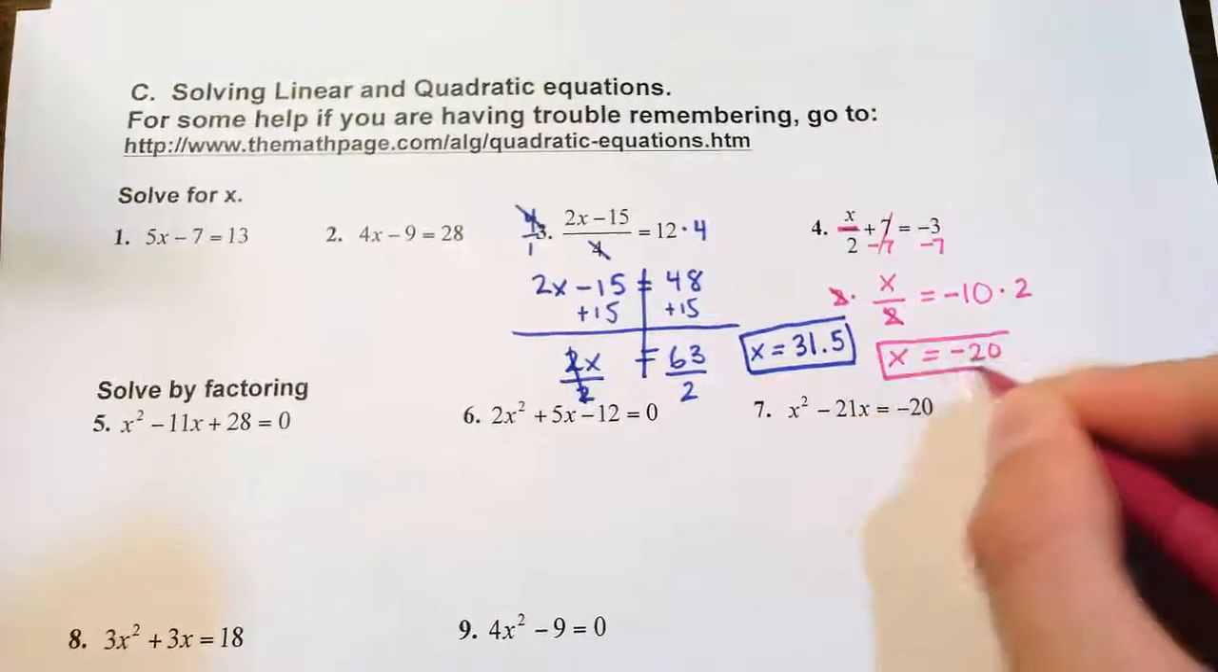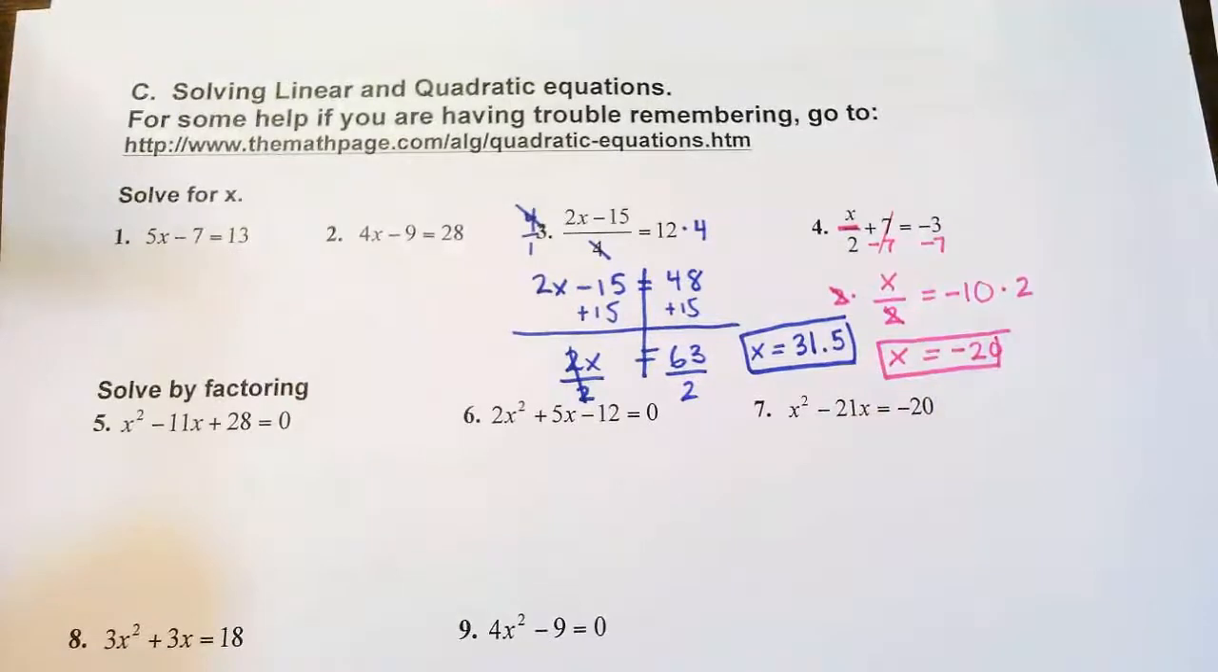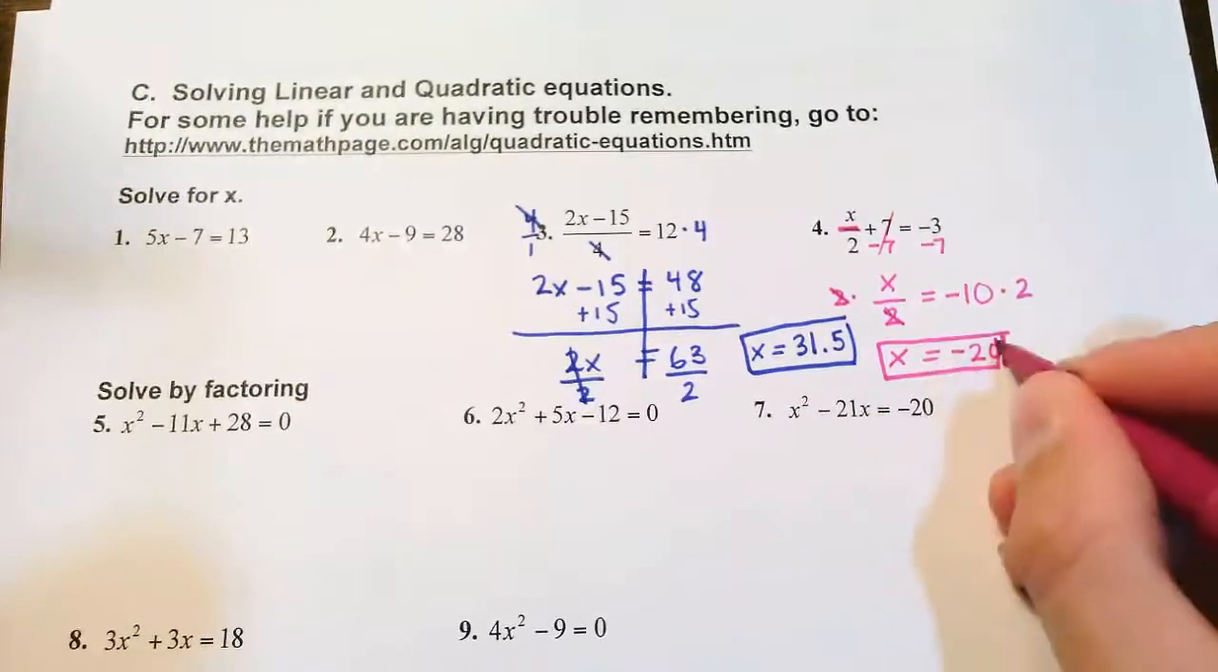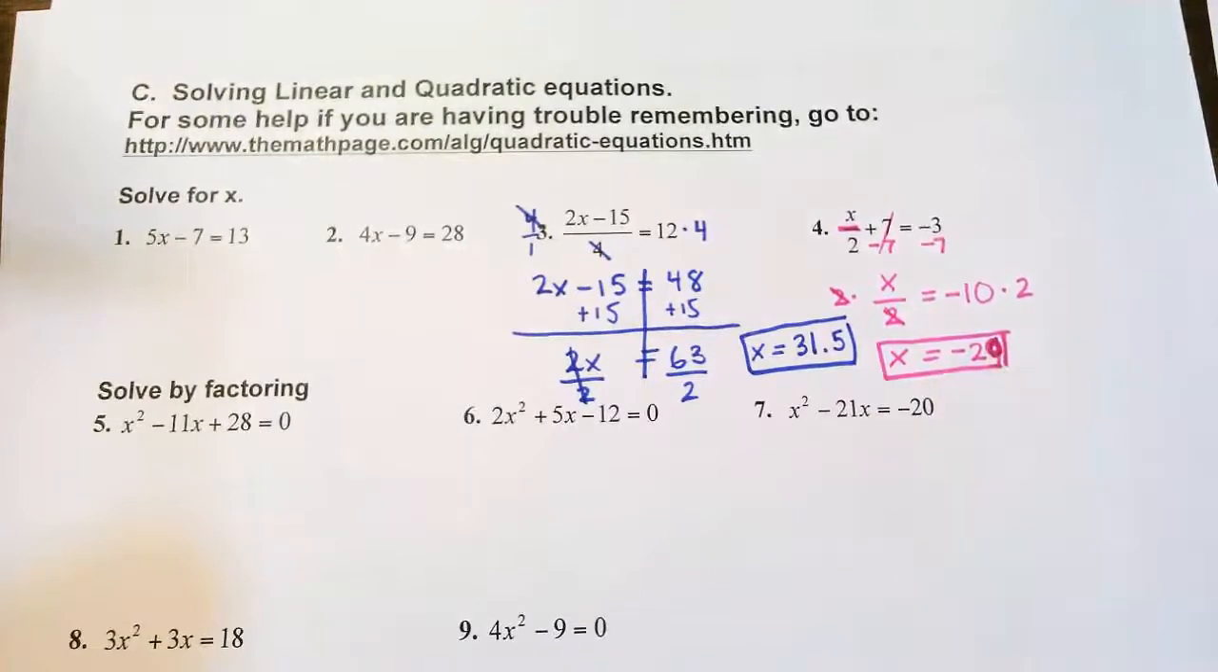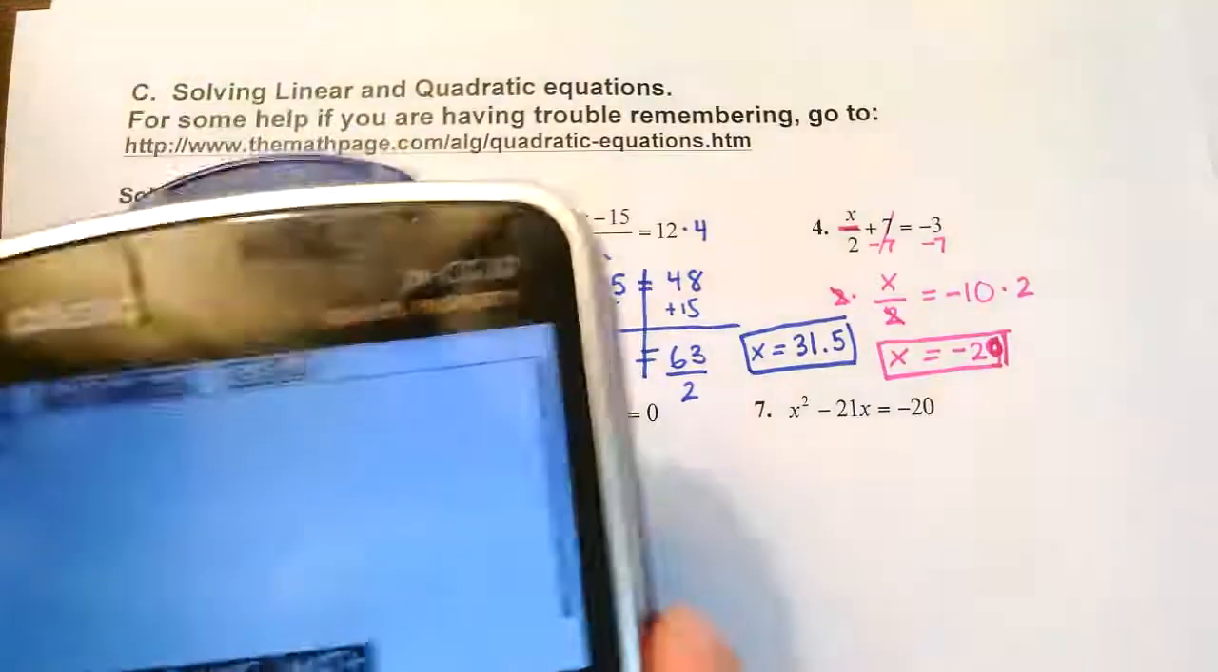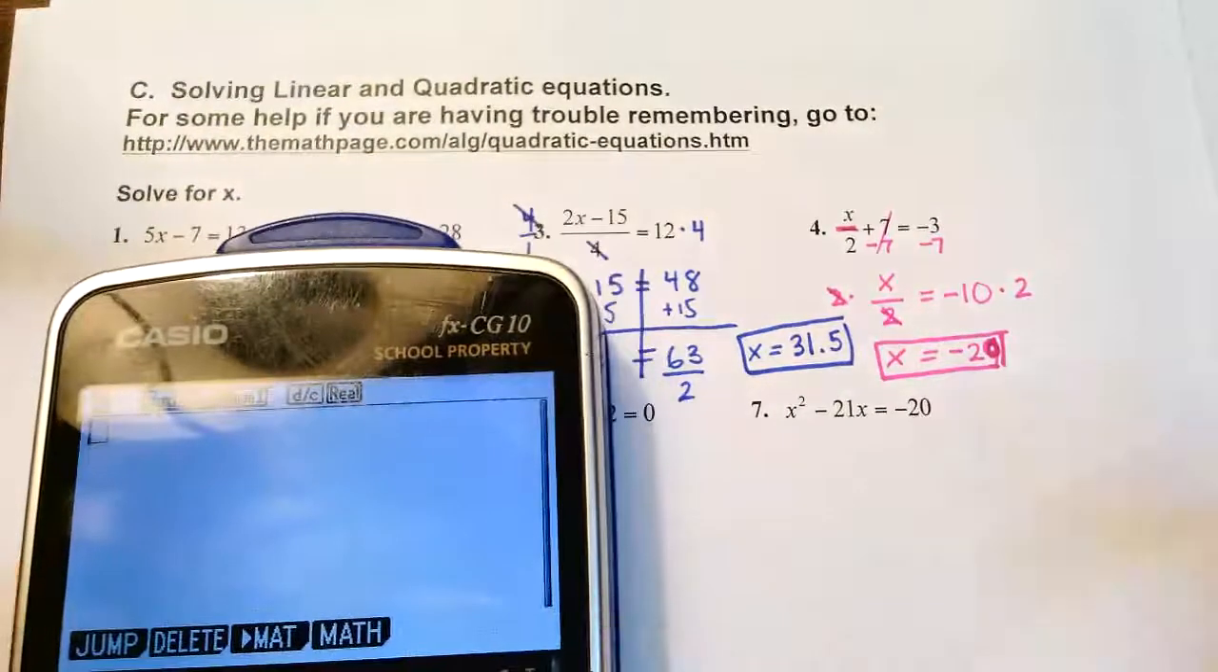Now, with any problem like this, it's probably best to check our answers. So we could plug these numbers right back in and just make sure they work out. If I want to do that, I could go ahead and plug in 31.5 for that other one. So 2 times 31.5 minus 15 divided by 4. That should equal 12. And it does. So that answer checks out.